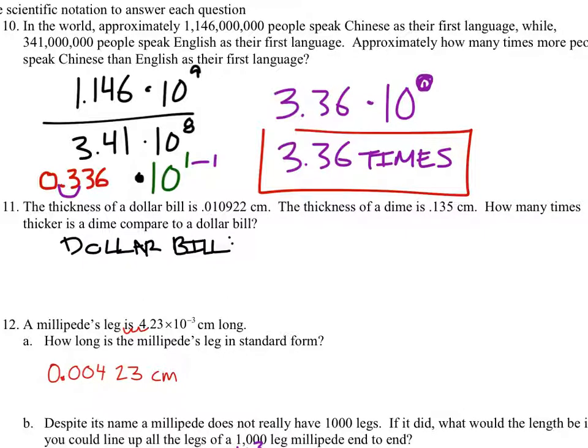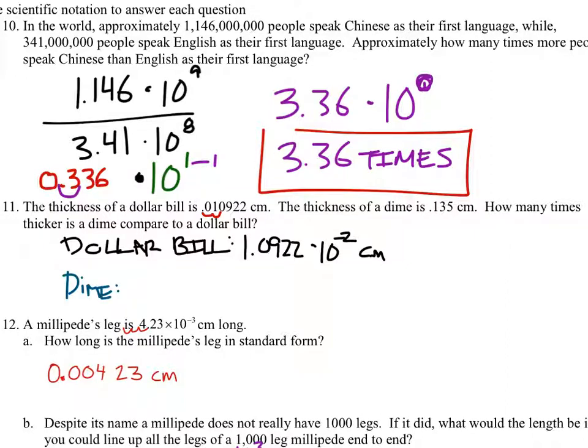All right, so the dollar bill in scientific notation, 1.0922 times 10 to the power of negative 2 in centimeters. I get that negative 2 because I had to move the decimal 2 times. And I'm making the small number big, so I got to make the exponent smaller. All right, now that's the dollar bill. Let's look at the dime.